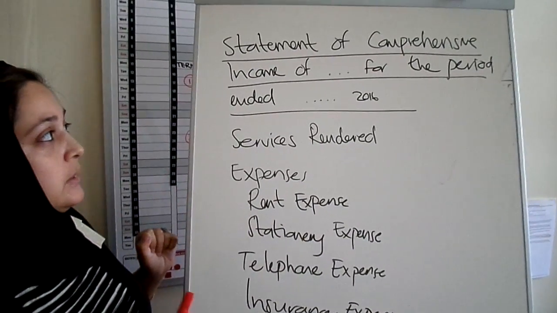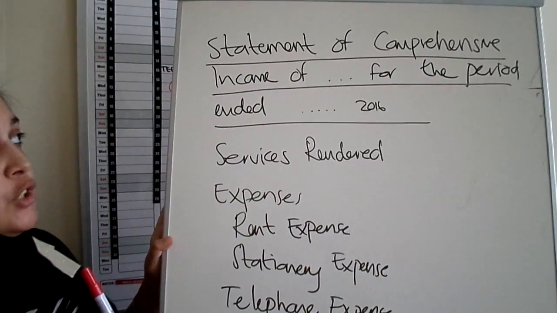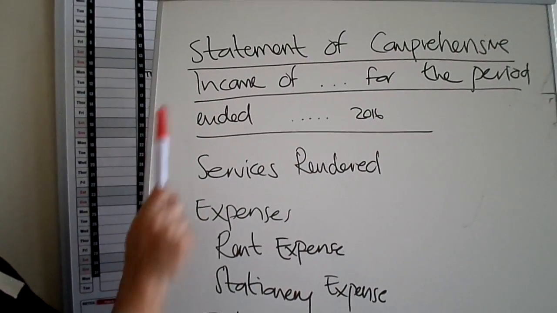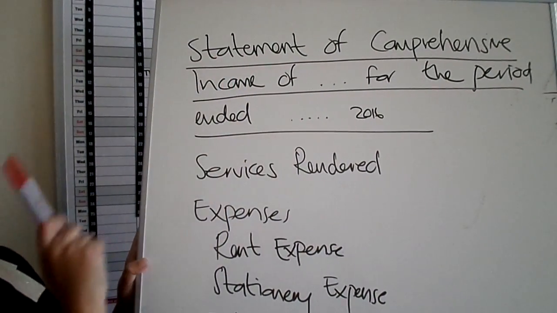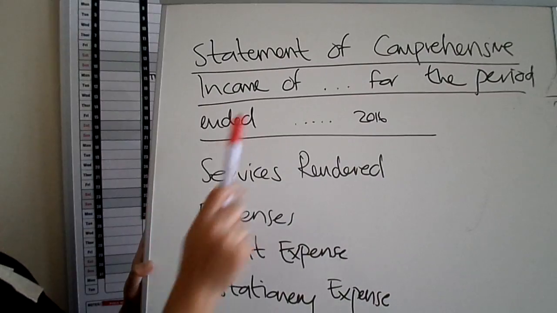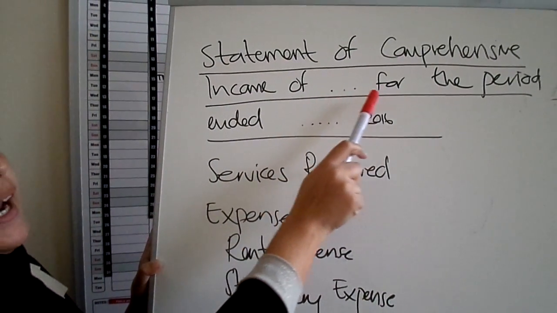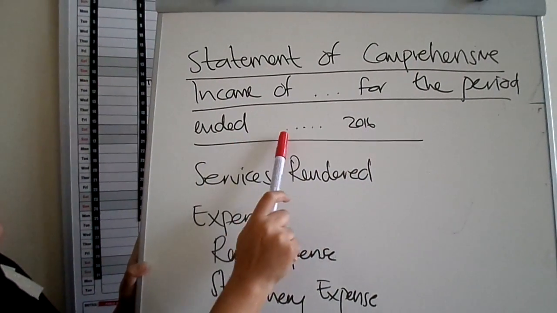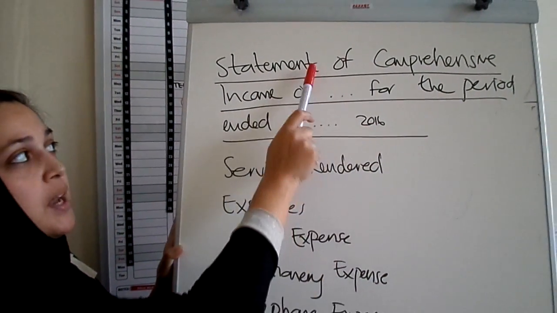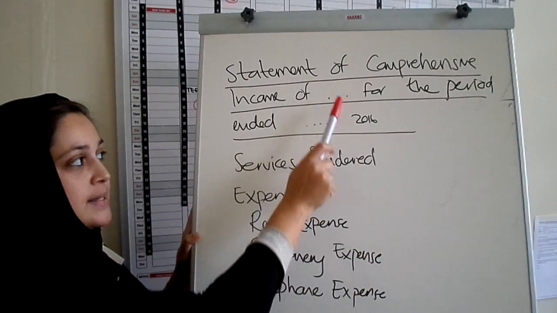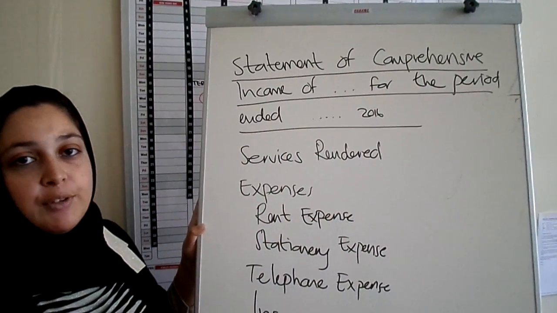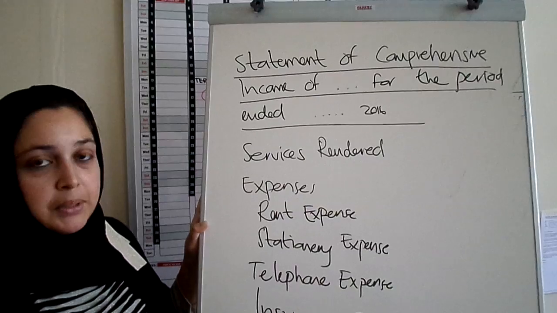Firstly, the most important is the heading. You need to have three important things in the heading: the name of the statement, which is statement of comprehensive income, the name of the business, that's where my dots are, and then for the period ended and the date. So name of statement, name of business, and date. That is very important in your heading for any statement.